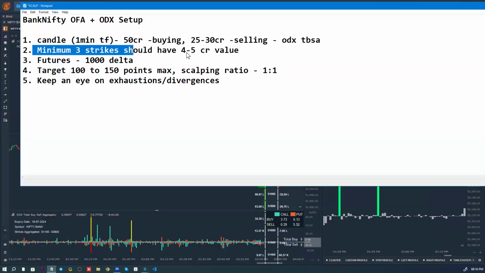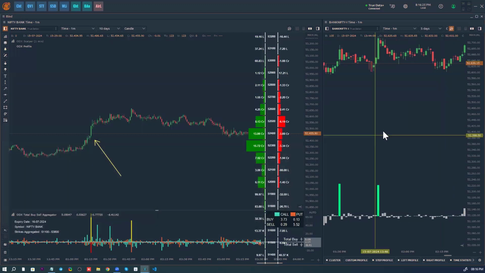Minimum 3 strikes should have at least 5 crore, not even 4 crore. Then the third point will be futures delta. As I said, whenever there is buying coming in the option, the future should also show buy. So we are looking for positive 1,000 delta minimum.